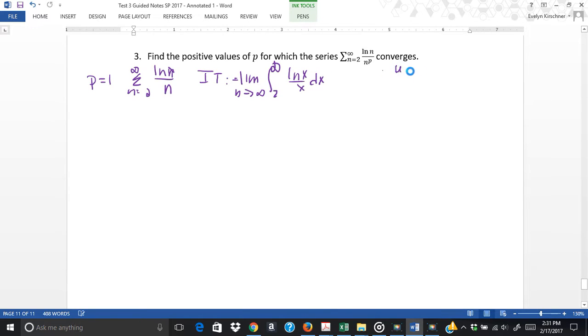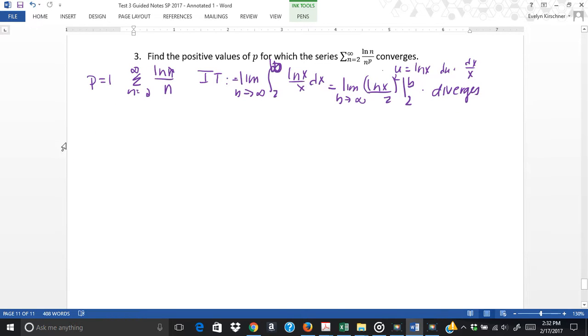If I use substitution, if u is the natural log of x, du is dx over x. So this is just a derivative of natural log. So this becomes the limit as b goes to infinity of the natural log of x squared over 2 from 2 to b. If I plug it in, as b goes to infinity, this is going to go to infinity. So this diverges for p equals 1. Now I'm going to look at other p.